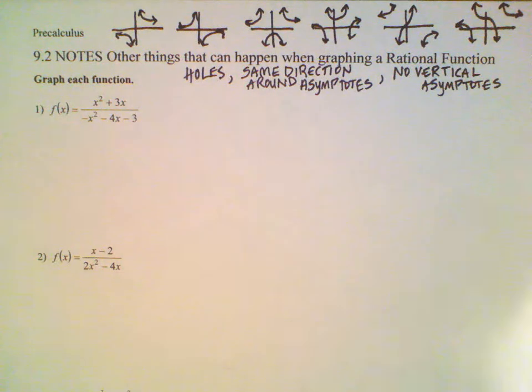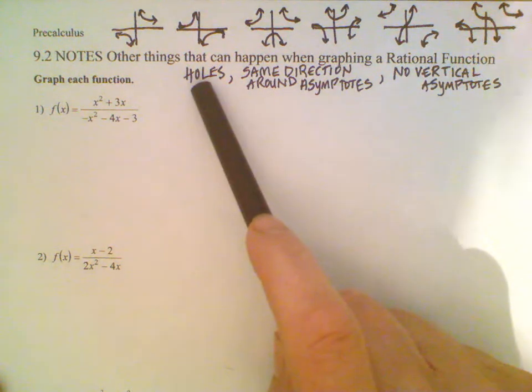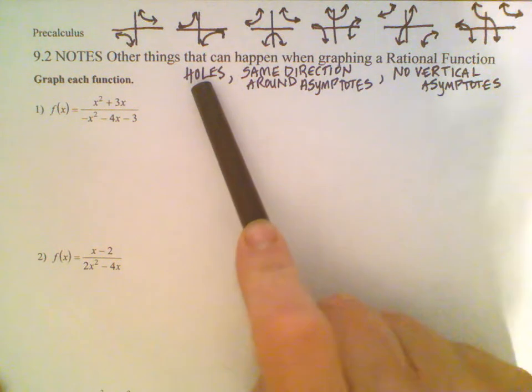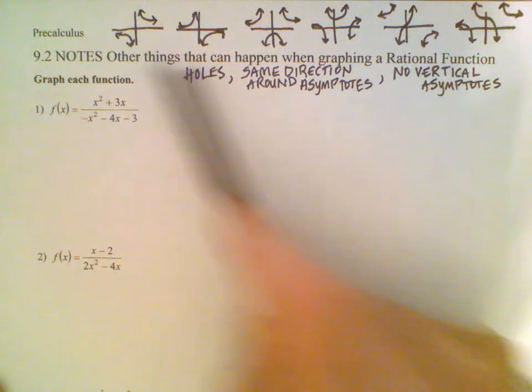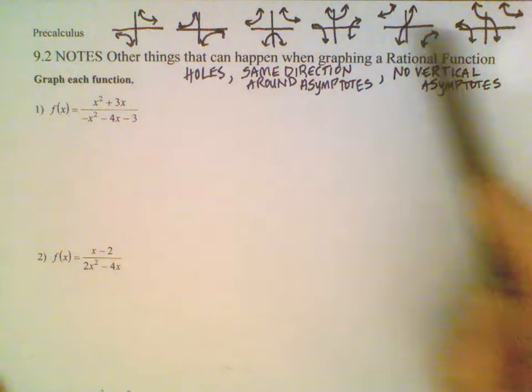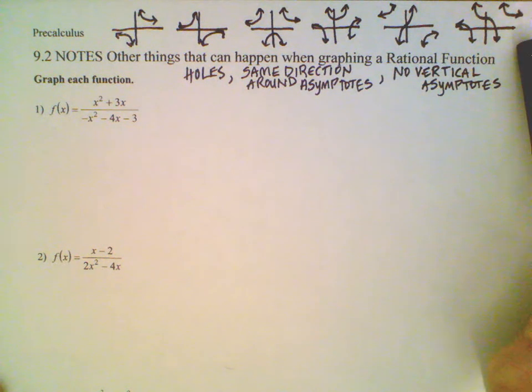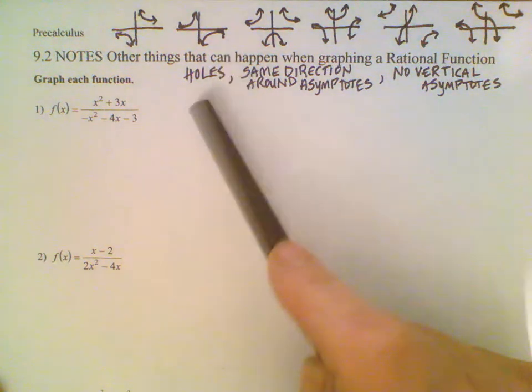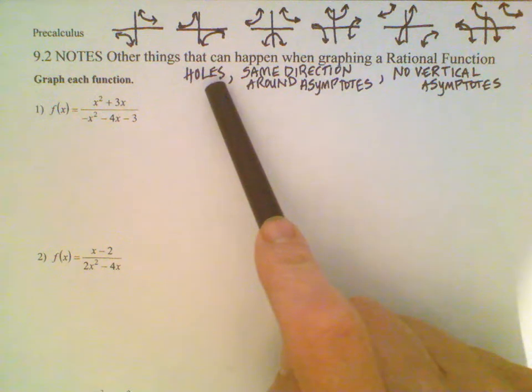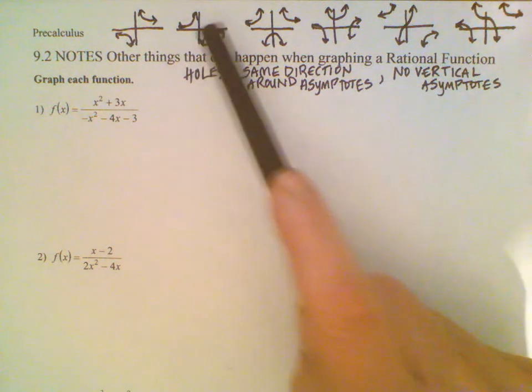So we're going to look at a couple other things that are going to happen. One of those things that can happen is that you have holes in your graph. And when you have a hole in your graph, it can still look like any one of these graphs that are above. It's just that there is a place where the graph doesn't exist, where it canceled out from the numerator and the denominator. And so you just draw a little hole on the graph.